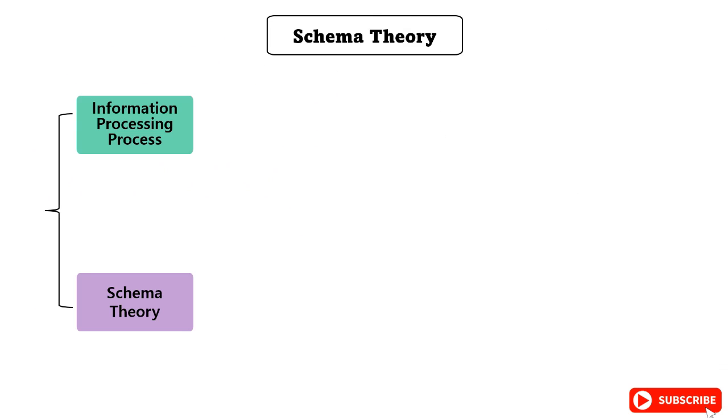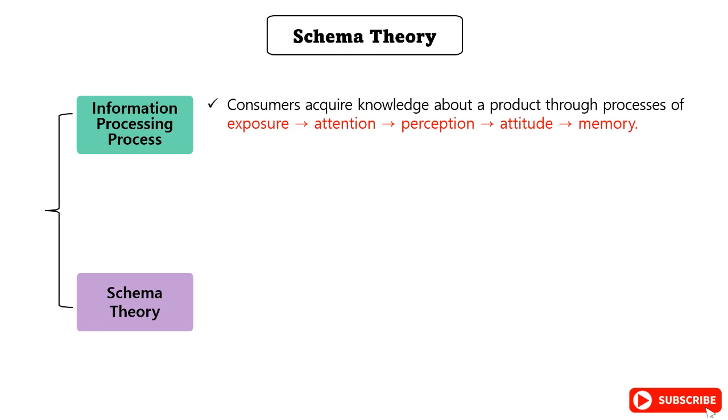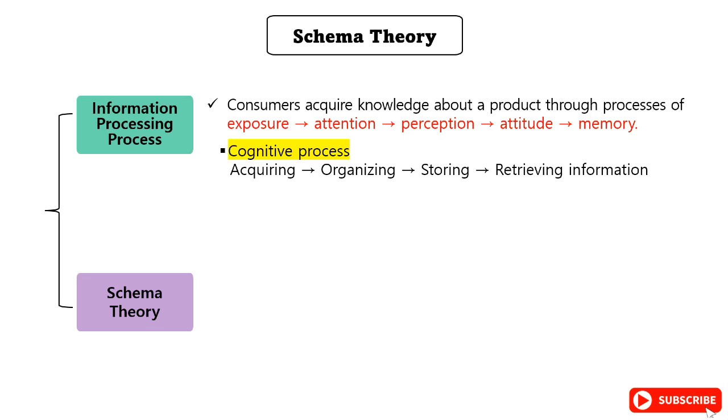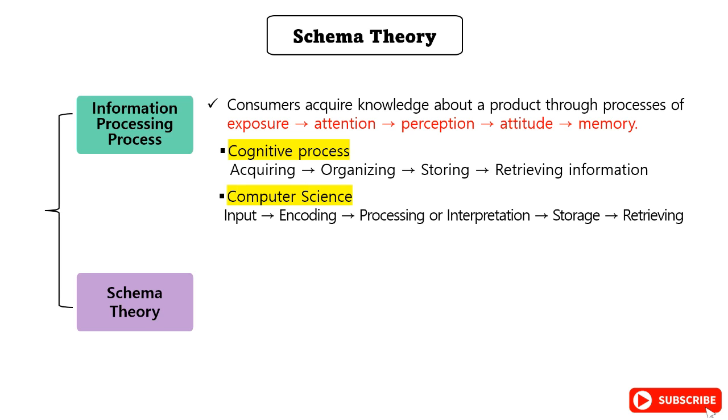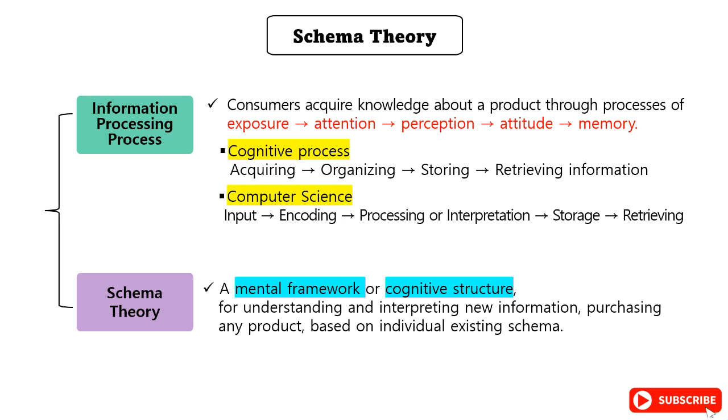Information processing theory, as explained in another previous video, states that consumers acquire knowledge about a product through processes of exposure, attention, perception, attitude, and memory. In other words, information processing refers to the cognitive process of acquiring, organizing, storing, and retrieving information. It goes through processes such as information input, encoding, processing or interpretation, and storage and retrieval, just like in computer science.